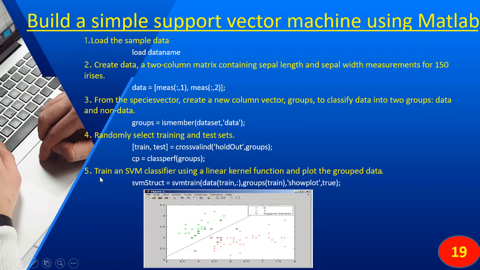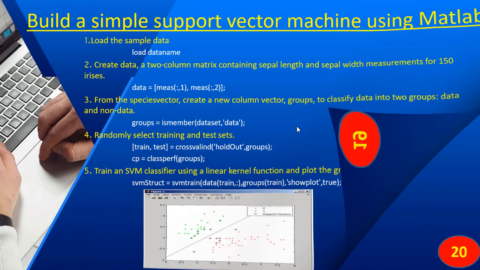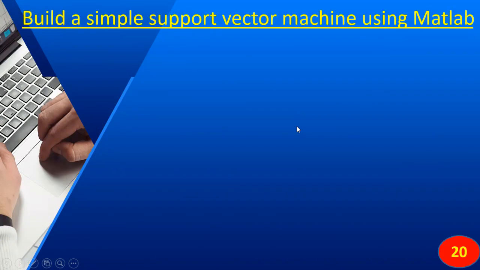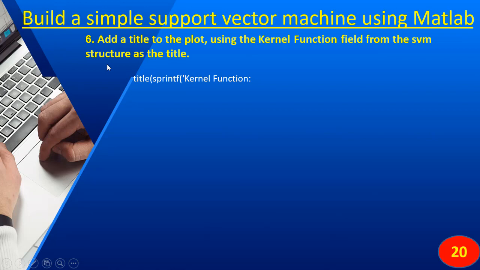Like this code. Train an SVM classifier using a linear kernel function and plot the group data. Like this code. If we implement this code in MATLAB, we find this figure. Add a title to the plot using the kernel function field from the SVM structure as the title.